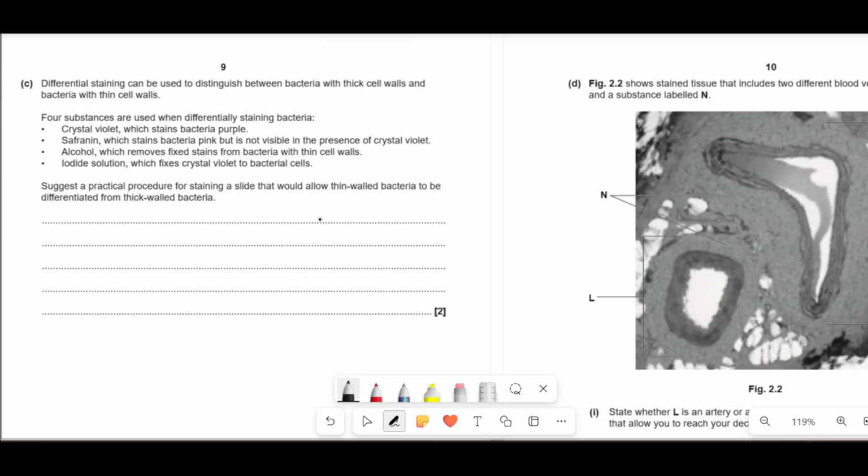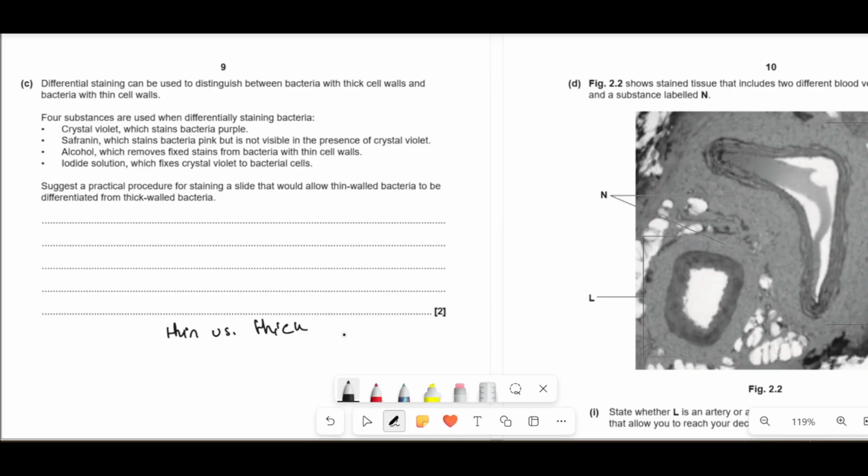So it says differential staining can be used to distinguish between bacteria with thick cell walls and thin cell walls. The 4 substances which are differentially used are crystal violet, which stains bacteria purple; safranin, which makes bacteria pink but is not visible in the presence of crystal violet; alcohol, which removes fixed stains within thin cell walls; and iodine, which fixes crystal violet to bacterial cell walls. Suggest a practical procedure that would allow you to distinguish between thin and thick cell walls.